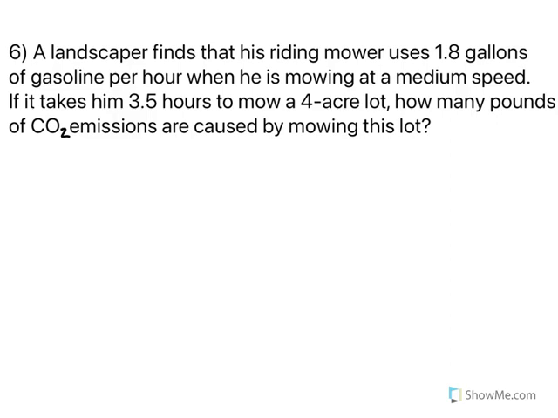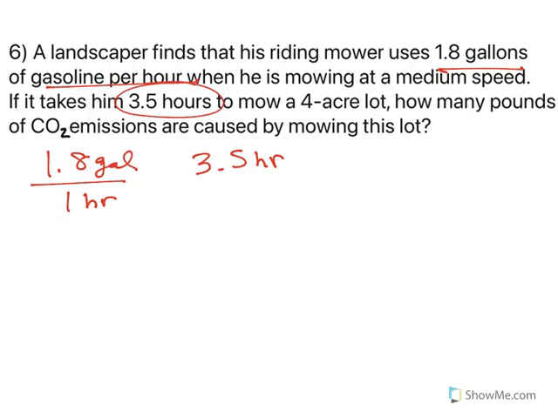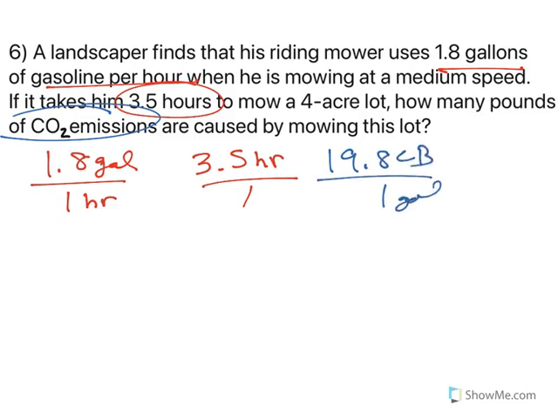Okay, what do we know? We know 1.8 gallons per hour, so 1.8 gallons per 1 hour. We know 3.5 hours to mow a 4-acre lot. That's fine. And we know CO2 emissions, which is 19.8 pounds per 1 gallon. Okay, so this is the information. These are the 3 ratios that I know.